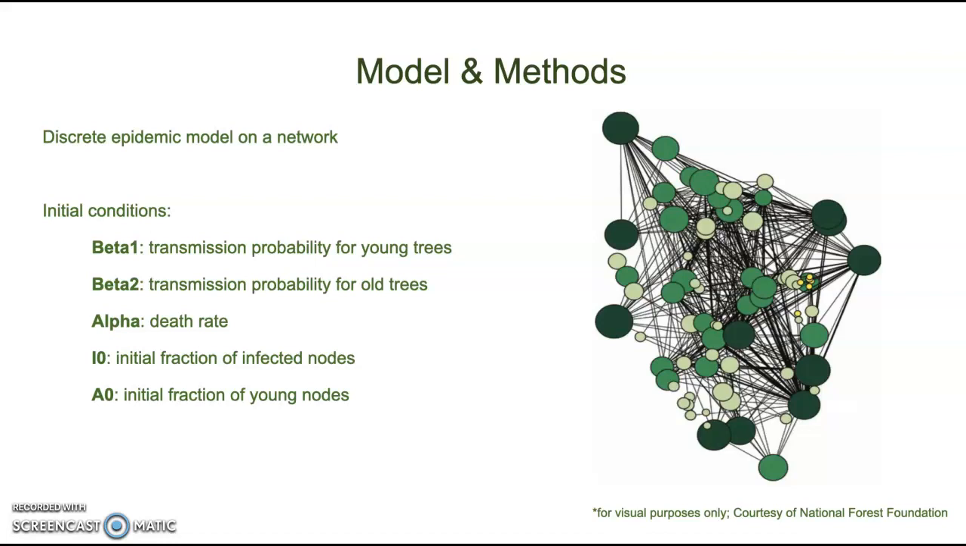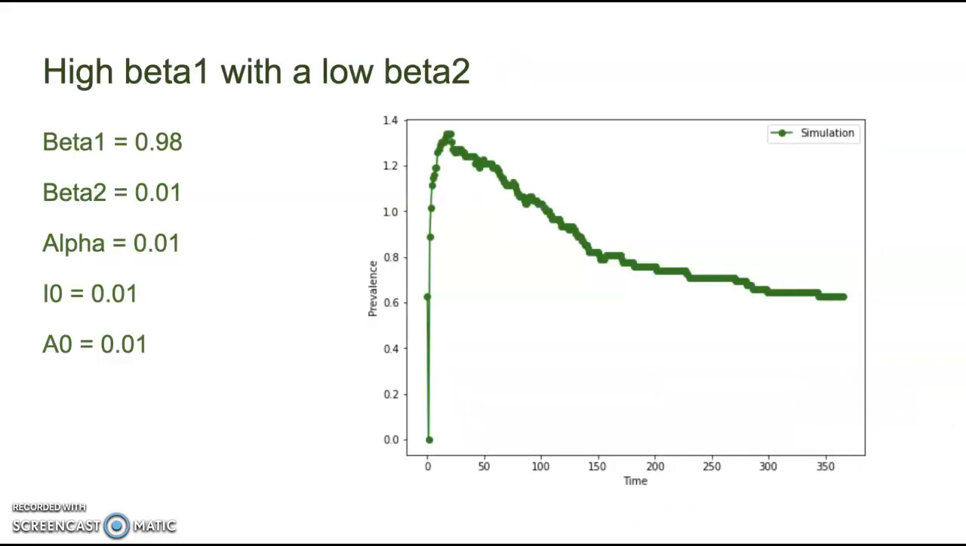trees. And so, for my initial conditions, as I've mentioned, I will include different transmission probabilities for young and old trees, which will be represented as beta 1 and beta 2 respectively. A death rate as well, which remains constant in this instance. And then finally, an initial fraction of infected nodes, as well as an initial fraction of young nodes. And so for this presentation's purposes, I will allow the death rate and my initial fractions of infected and young nodes to remain constant.